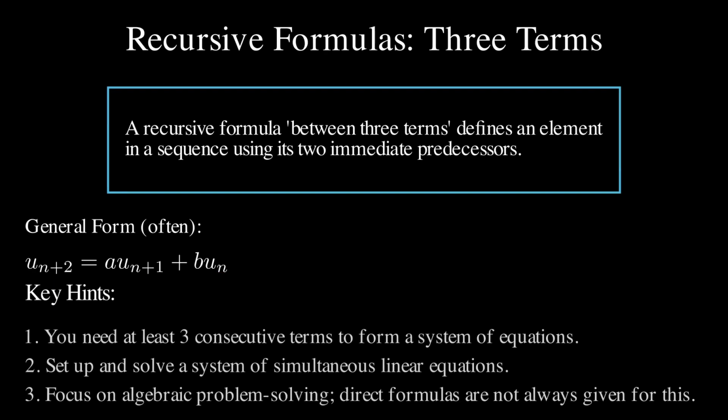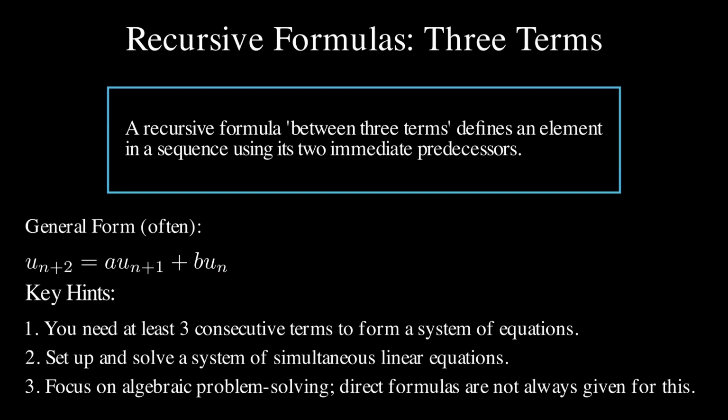Here are some key hints for tackling these problems. Firstly, you'll need at least 3 consecutive terms of the sequence to set up enough equations. Secondly, these problems almost always boil down to solving a system of linear equations. Finally, remember that for the IB exams, the focus is on your problem-solving skills and algebraic manipulation, as direct formulas for a and b aren't explicitly provided in your formula booklet for this type of relation.